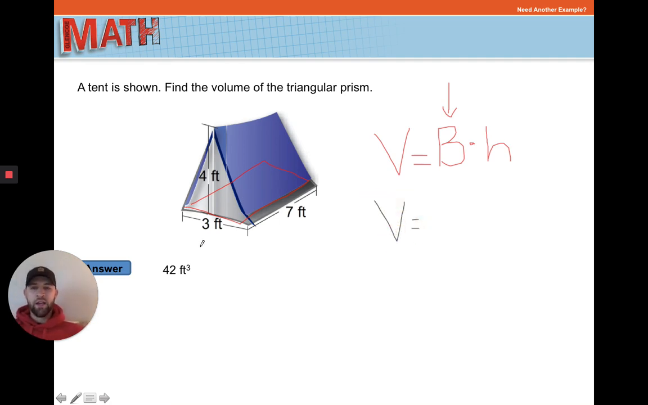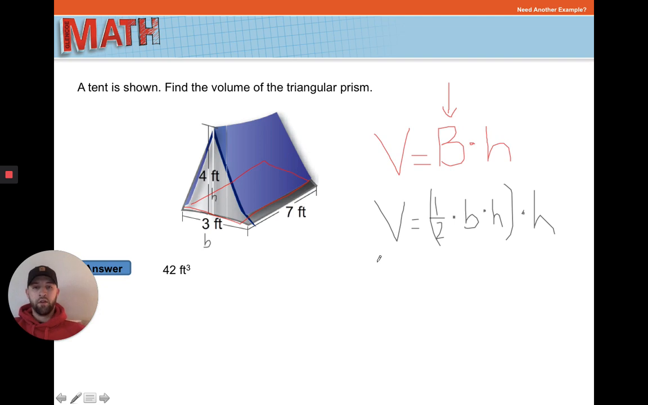If I was to go ahead and use this triangle here, right in front, the base is 3. My height, straight up and down, is 4. Okay. To find the area of this triangle, I need to do 1/2 times the base times the height. Put all that in parentheses. And then go ahead and multiply it by the height of my triangular prism.